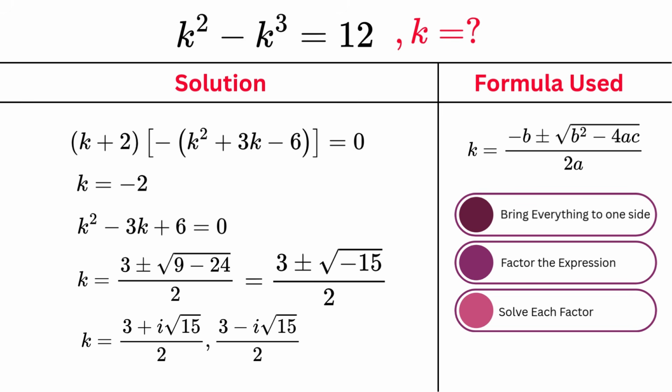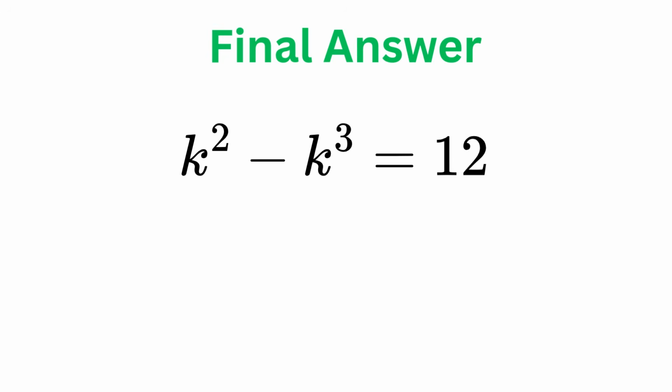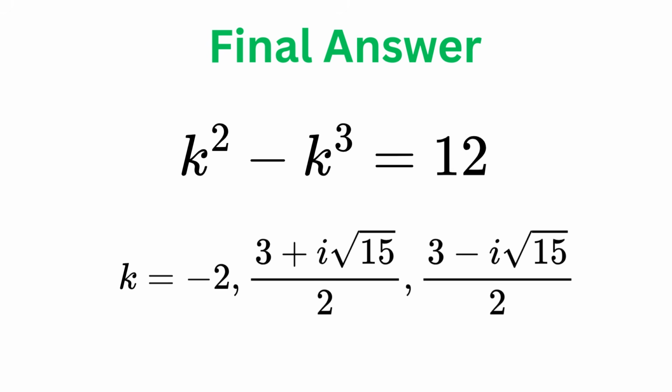The important idea here is that rewriting 12 as 2 squared plus 2 cubed allows us to form perfect square and perfect cube patterns that make factoring easy. So the final answers are k equals negative 2, k equals 3 plus square root of 15 i all over 2, and k equals 3 minus square root of 15 i all over 2.